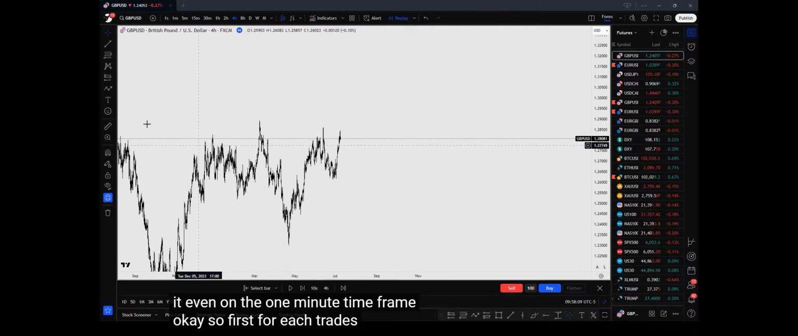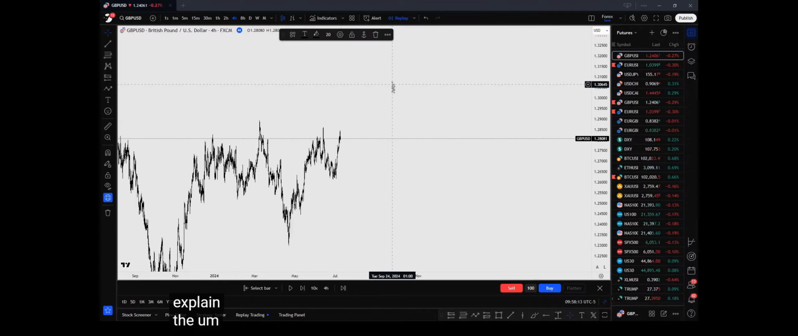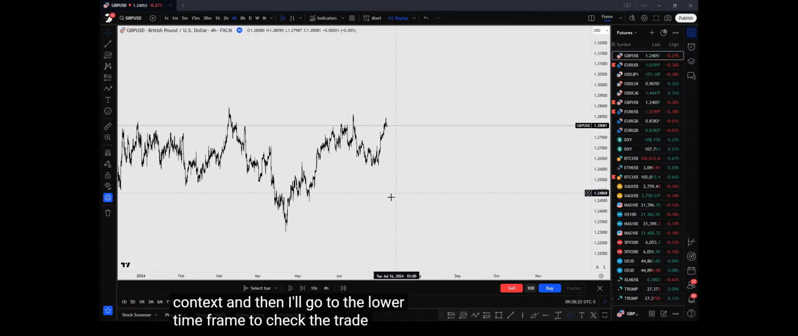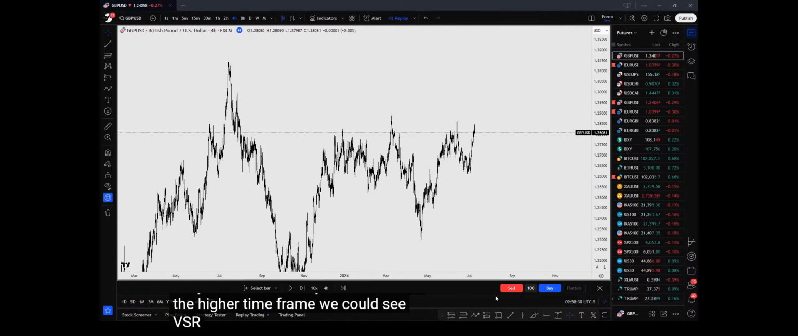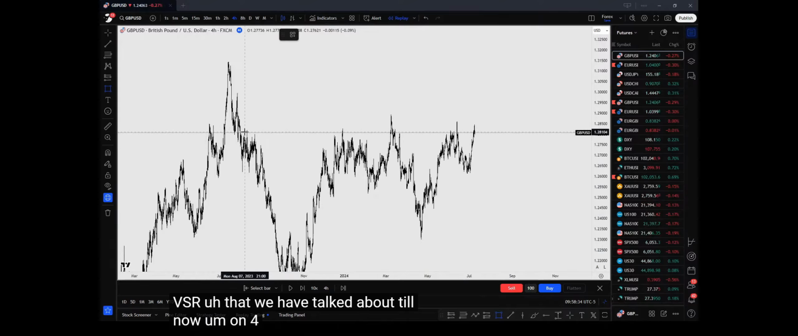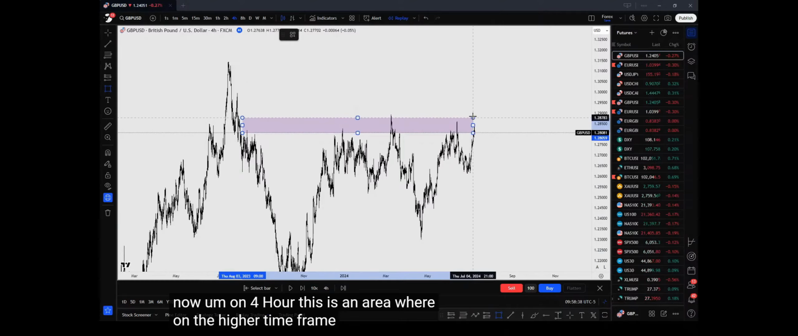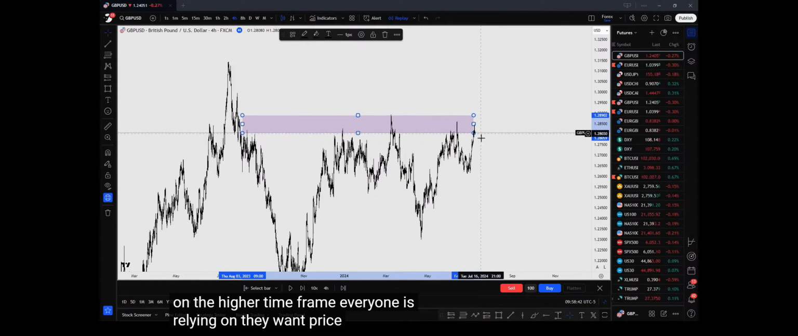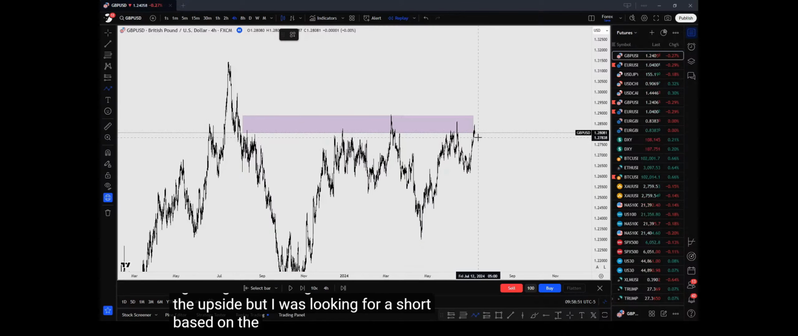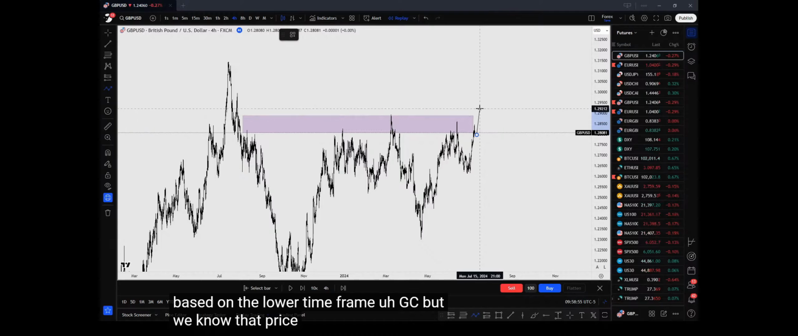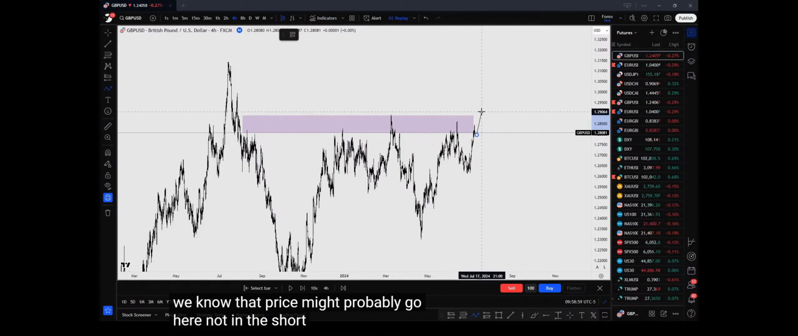So first, for each trade, I'll explain the context, and then I'll go to the lower time frame to check the trade, okay? In this trade, if we look at the higher time frame, we could see the DSR that we have talked about till now on 4 hour. This is an area where on the higher time frame, everyone is relying on. They want price to come down again, right? So the higher time frame is to the upside, but I was looking for a short based on the lower time frame GC, but we know that price might probably go here, not in the short term, but eventually we're going higher.